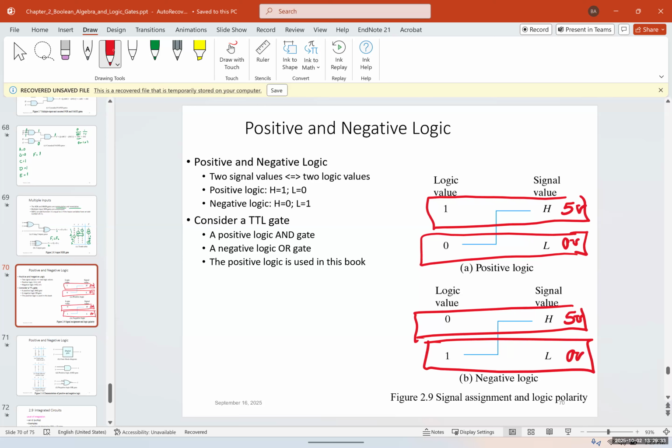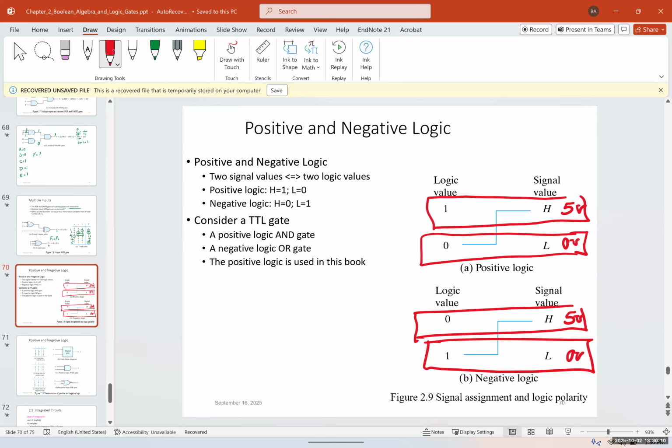So case A is called the positive logic. If we have case B, it's called the negative logic. And you can see the signal assignments and logic polarity for both of them. So we have two types, again, positive and negative logics. We have two signal values and therefore two logic values. The higher voltage 5 and the lower voltage 0 or less than 3 volts, you can say. So positive logic is going to be H equal to 1 and L equal to 0, and negative logic H equal to 0 and L equal to 1.